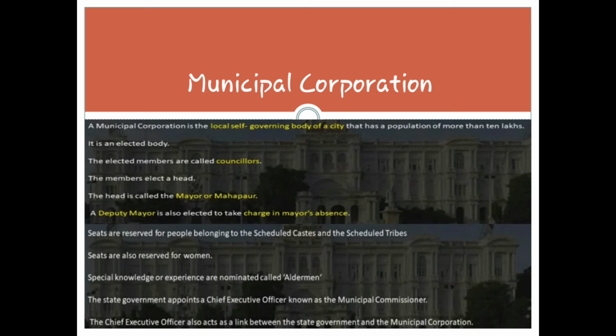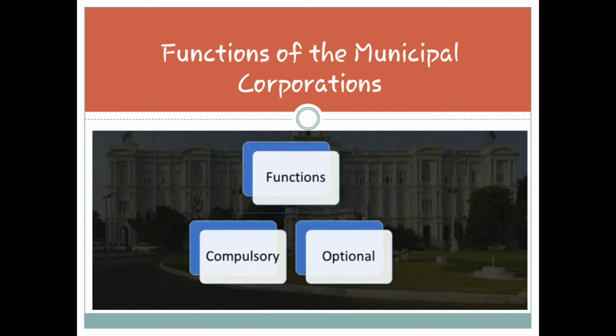There are different committees which deal with different departments and subjects like finance, engineering, taxation, welfare schemes and health. The municipal commissioner is appointed by the governor, usually for a term of 5 years. In case of a union territory, he is appointed directly by the central government, and he is the chief executive of the corporation. Next, we have the different functions of the municipal corporations. Corporation functions are categorized under compulsory and optional.